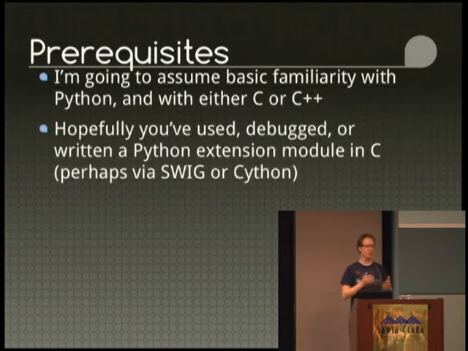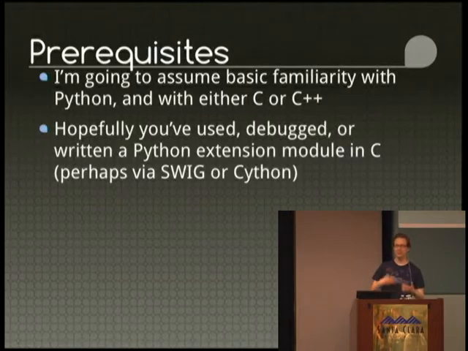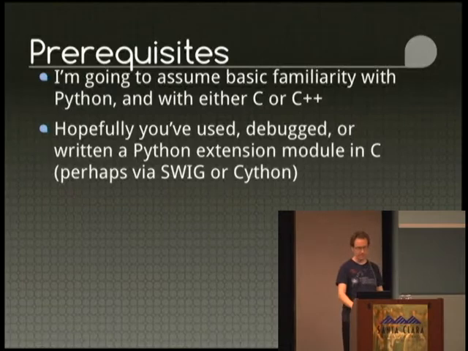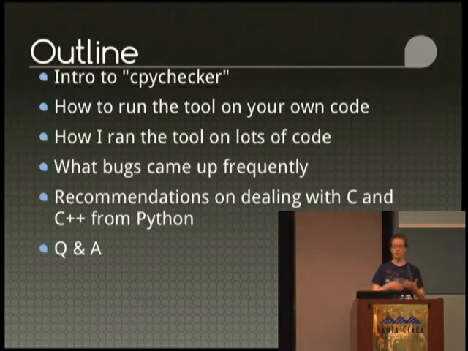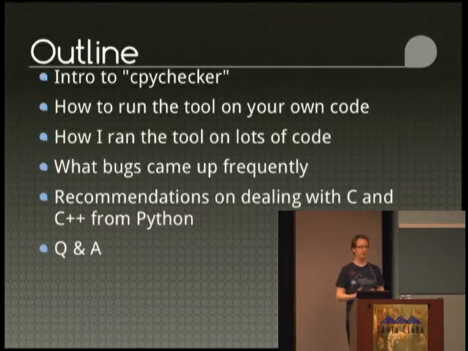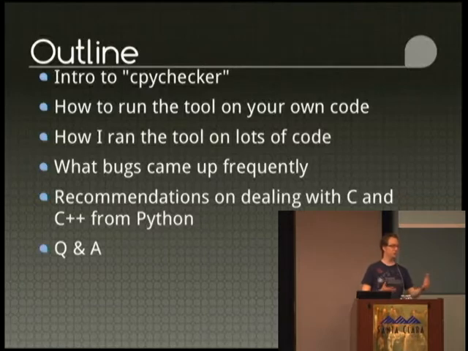Maybe you were stuck with one of these things and you found yourself stepping through it in the debugger, maybe not really understanding the API, but trying to track down a problem. And maybe that's enough knowledge to understand this talk. So I'm going to be talking about cpychecker, which is the analysis tool that I wrote, and what it does, and how you would go about running it on your own code. And then talking about my experiences running it on hundreds and hundreds of extension modules, and basically what I discovered doing that.